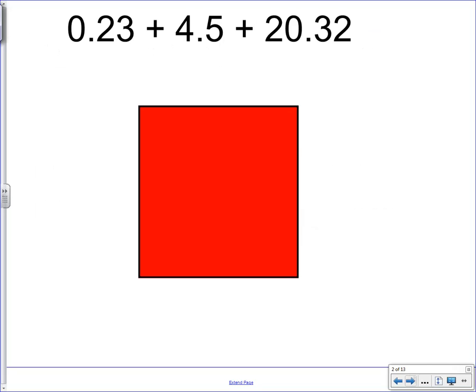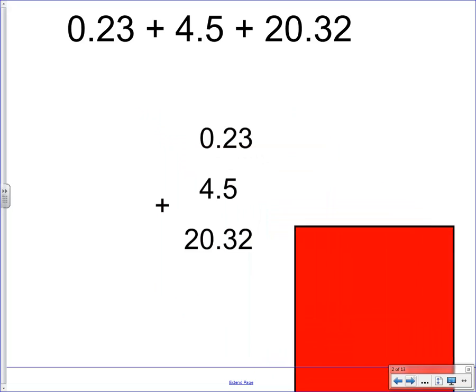So we're going to look at a few problems here. The first one up at the top says 0.23 or 23 hundredths plus 4 and 5 tenths plus 20 and 32 hundredths. You're going to add those together, right? Because it says to do that. I've changed how it's written right here so you could see it.